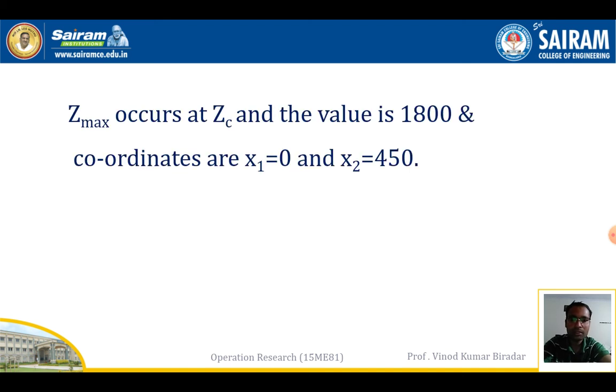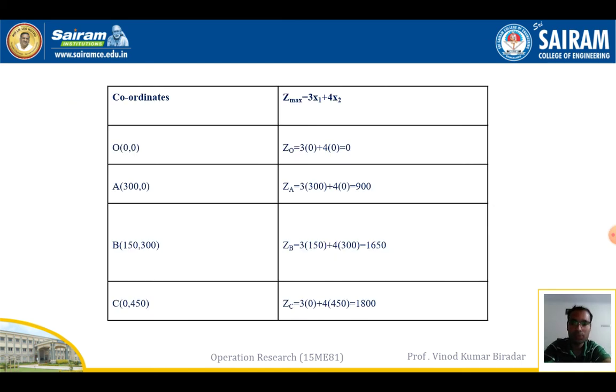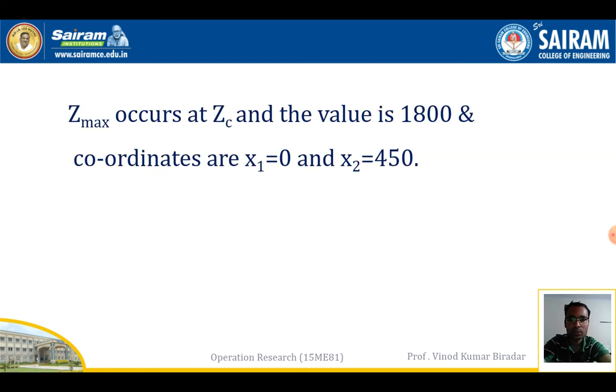So the maximum of z occurs at C, the value is 1800, with coordinates x1 equal to 0 and x2 equal to 450. At these coordinates 0 comma 450, you will get the maximum answer, where the value is maximum, that is your answer. Now zc is equal to 1800. So this is your answer.